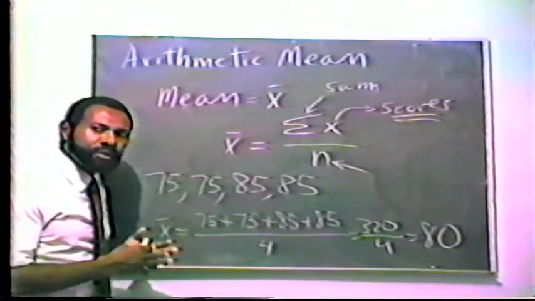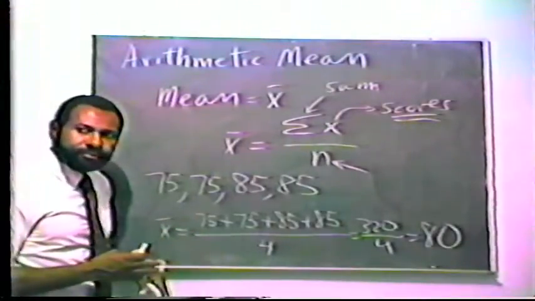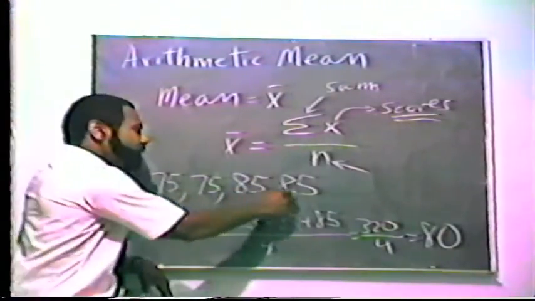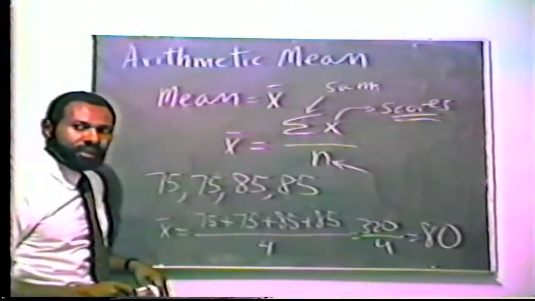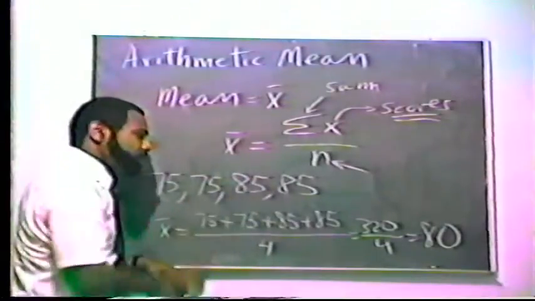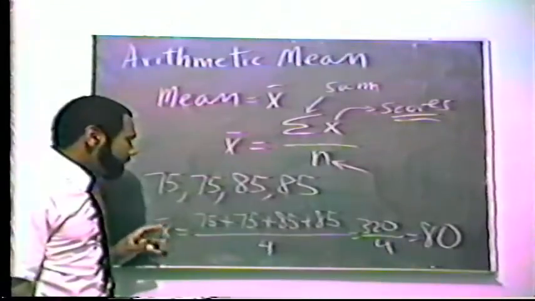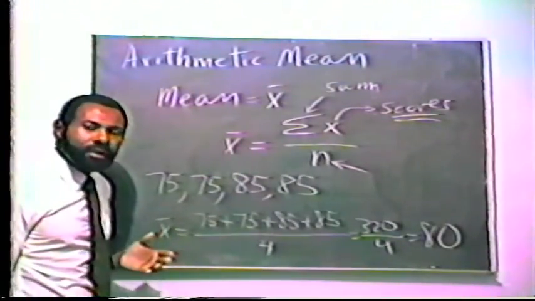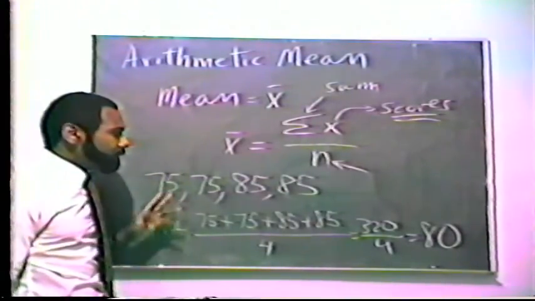But the advantage in getting this average is that to get it, you use all the scores. It's not like it was with the median and the mode. To get the arithmetic mean, you use all the scores to make your computation. And as indicated here, the mean of this sample is 80. That's the average score. As we say, the most typical score for this data set.